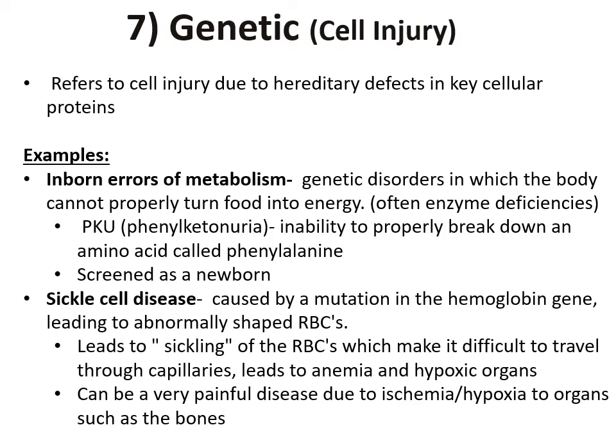They don't have this nice round shape anymore, so they can't go through capillaries very easily, and they get damaged very easily because they don't have a nice round shape to them. So they break down very easily, leading to anemia. They don't go through capillaries of organs very easily, so they block up capillaries. That will lead to hypoxia of the tissue. Okay, so these are just examples of genetic disorders leading to cellular injury. We're going to talk much more about sickle cell disease in another module.